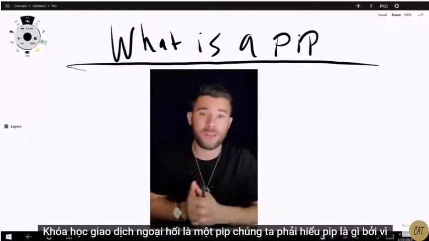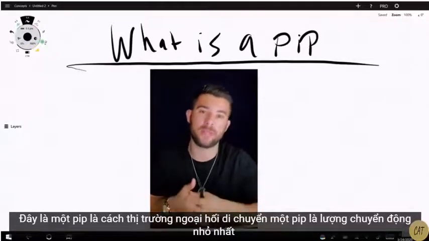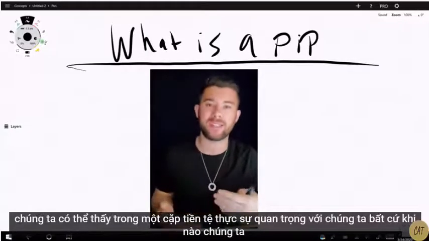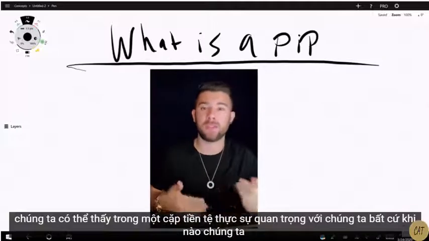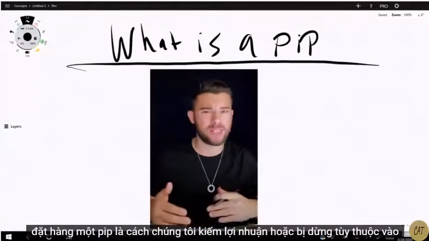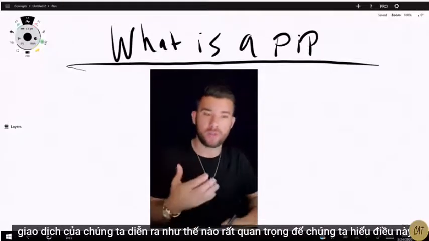We have to understand what a pip is, because this pip is how the Forex market moves. A pip is the smallest amount of movement we can see in a currency pair that actually matters to us whenever we're placing orders. A pip is how we make profit or get stopped out depending on how our trade goes. So it's very important that we understand what this is.